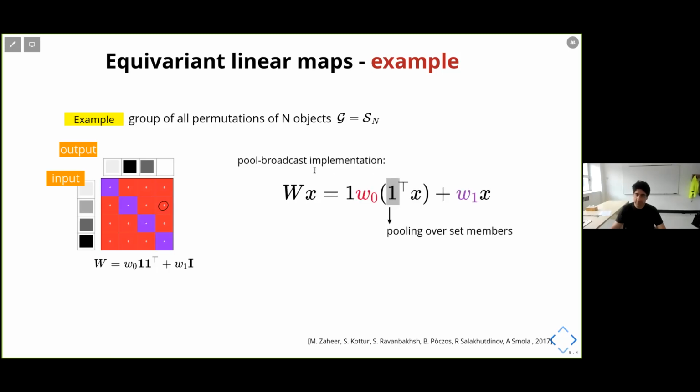And as is the case with many other examples that we see in the talk, we can efficiently implement this linear map using pooling and broadcasting operations. So I'm going to go over this because we see this again. Multiplying this matrix by a vector can be written as first multiplying each element with W1, then doing a pooling over all the elements of the input, multiplying by W0, and broadcasting them. And this means that this operation has a linear time implementation.